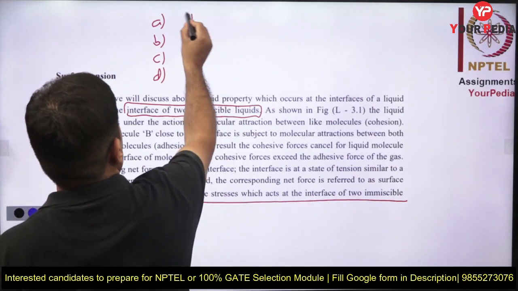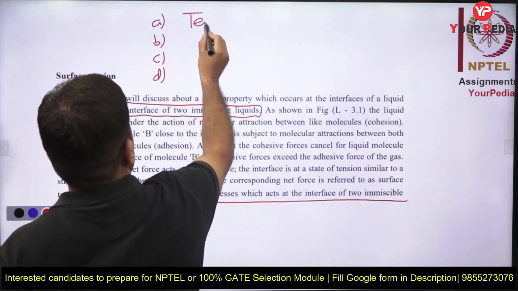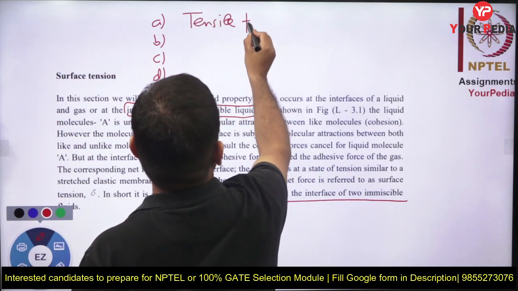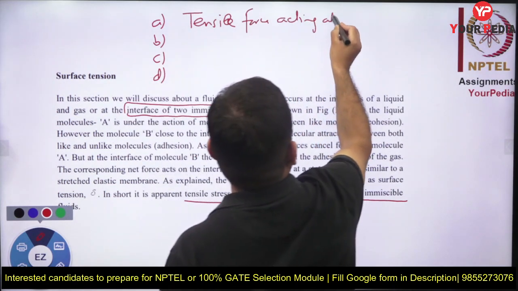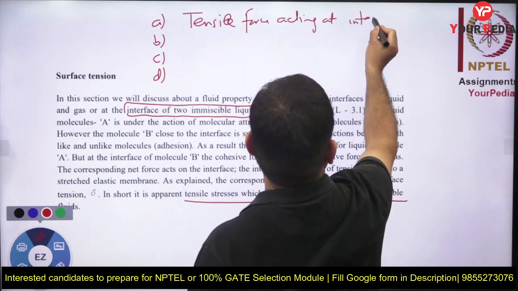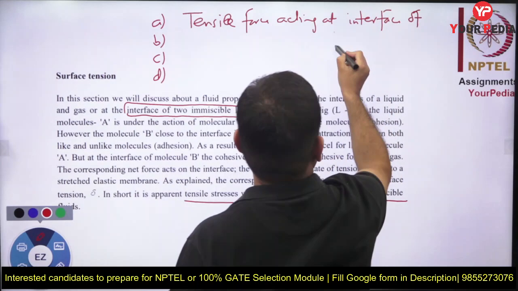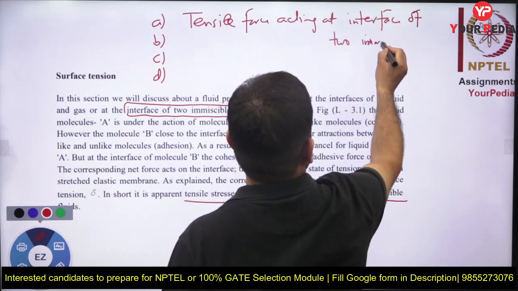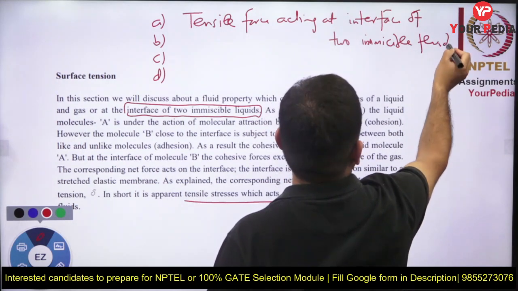Number one, it is the tensile force acting at the interface of two immiscible fluids. You know what is the meaning of immiscible fluids.